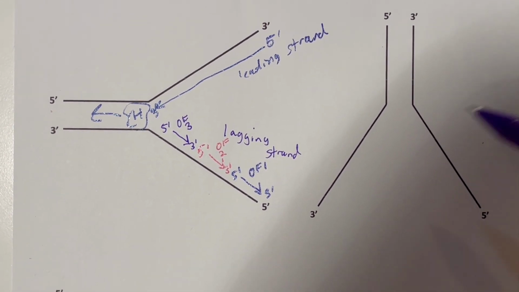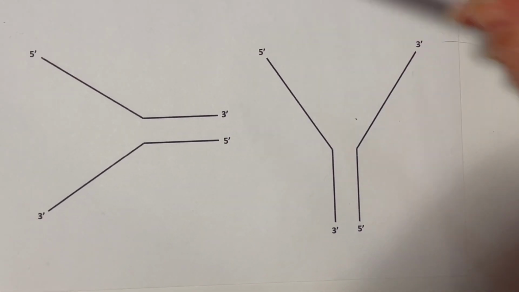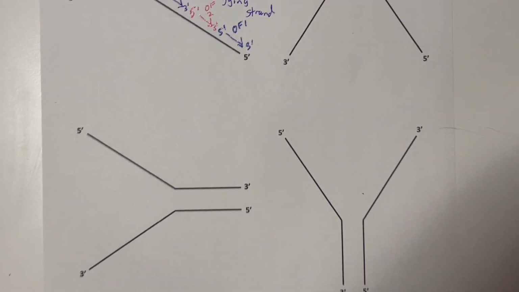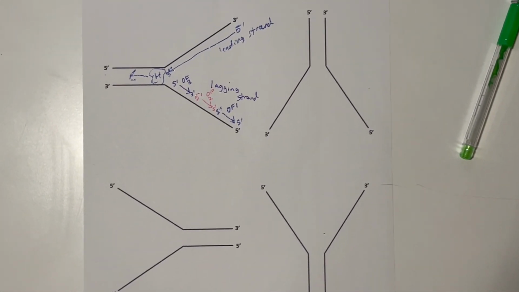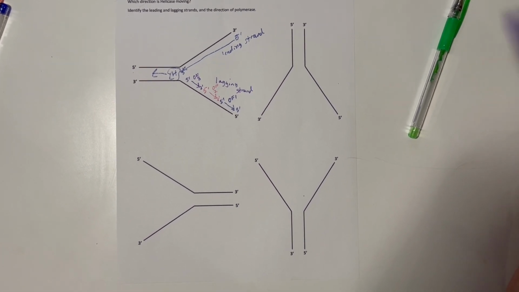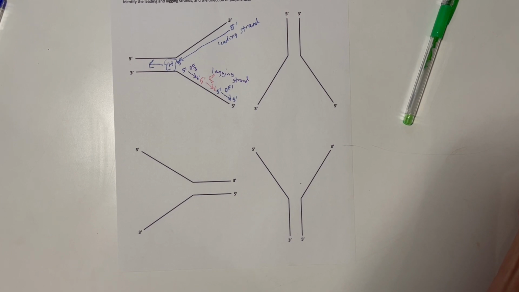So then your job is to do the other 3 forks on your worksheet. This one is the sample. And then you do these 3, and you can either turn it in class, or if you're doing this from home because you were absent, you can take a picture of this and upload it with the DNA replication review.